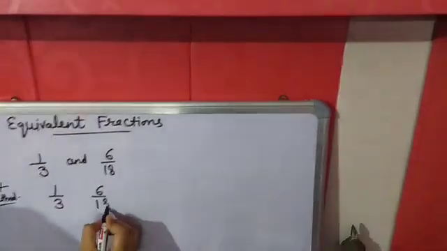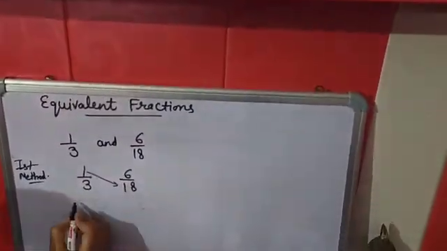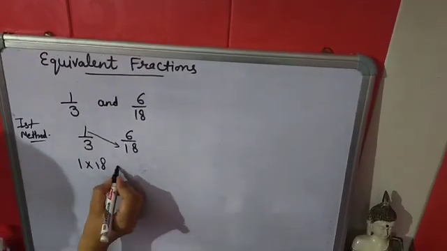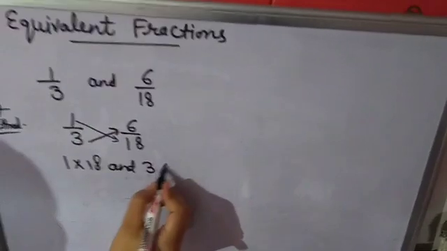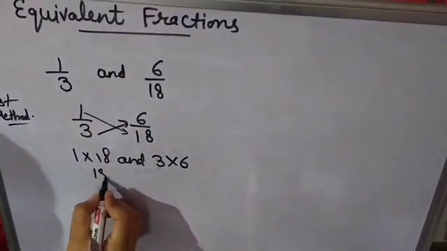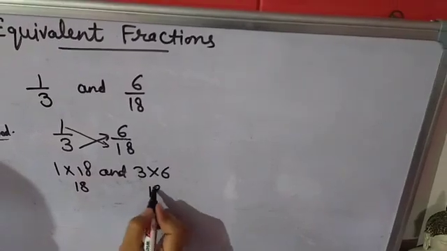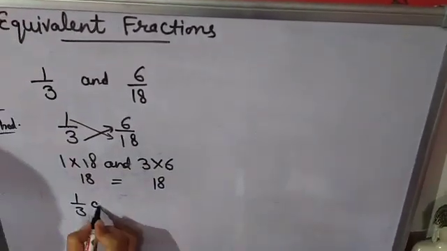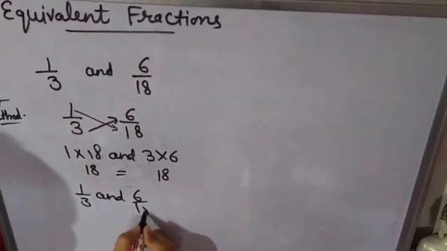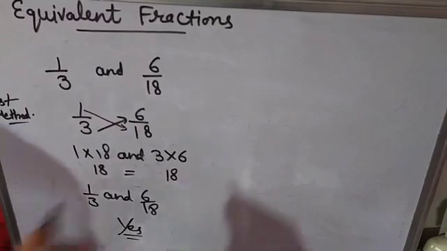Write these fractions again. Do cross multiplication. 1 multiply by 18 and 3 multiply by 6. 18, and here 3 6s are 18. 18 will come. Both are equal. It means these fractions are equivalent. Yes, they are equivalent. This is the first method.